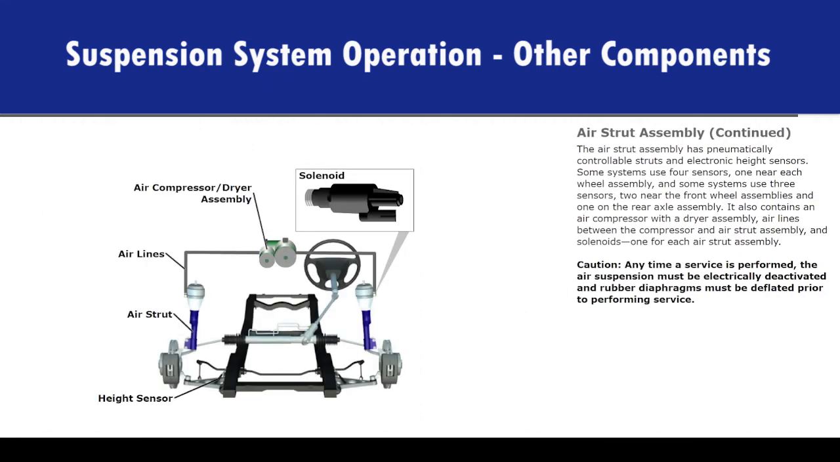The air strut assembly has pneumatically controllable struts and electronic height sensors. Some systems use 4 sensors, 1 near each wheel assembly, and some systems use 3 sensors, 2 near the front wheel assemblies and 1 on the rear axle assembly. It also contains an air compressor with a dryer assembly, air lines between the compressor and air strut assembly, and solenoids, one for each air strut assembly.